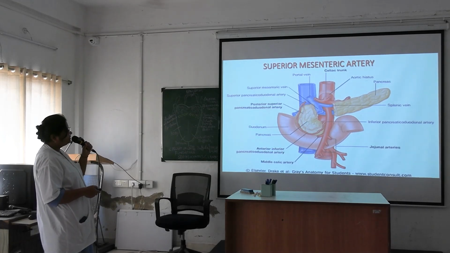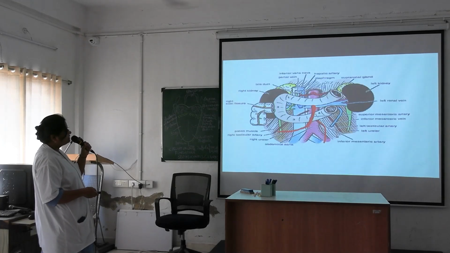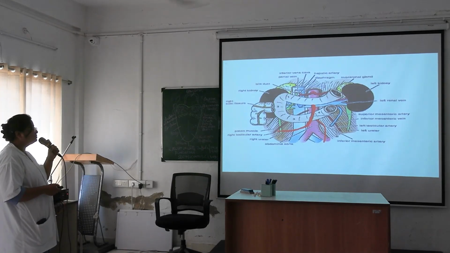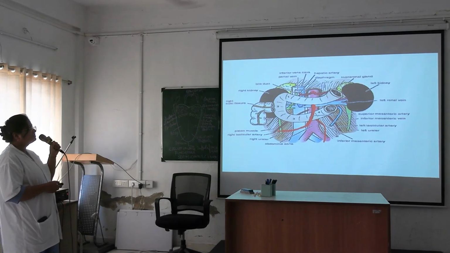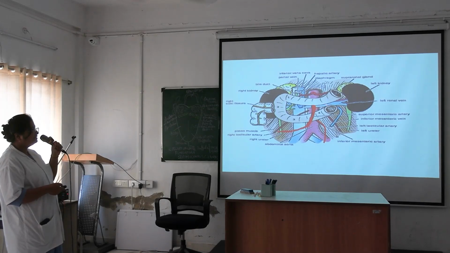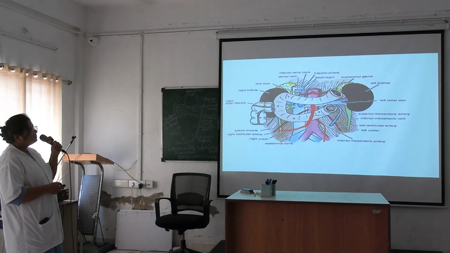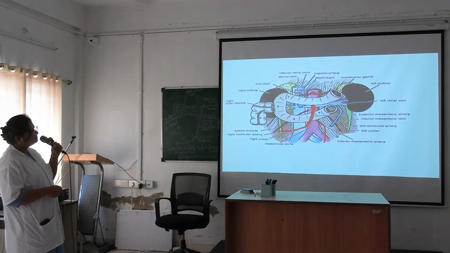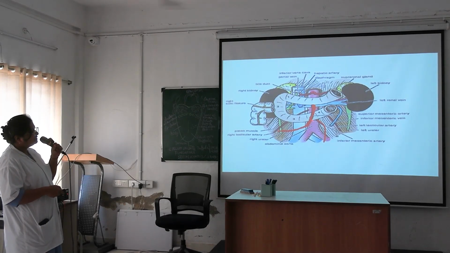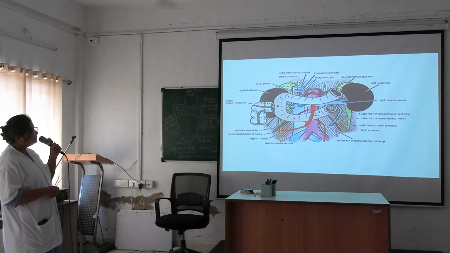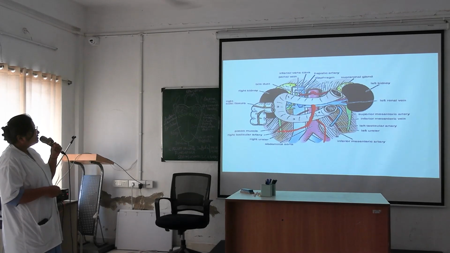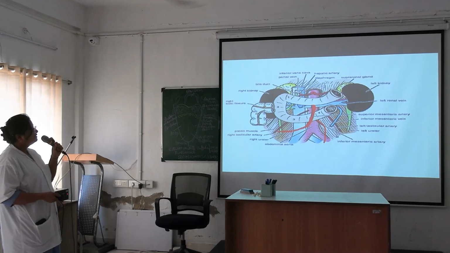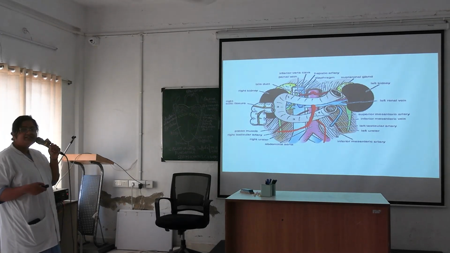Okay. So these branches we have discussed. See the relations. Here you can see the relation: superior mesenteric artery is crossing the left renal vein. Then the uncinate process of pancreas. You have seen pancreas in the body. Then third part of the duodenum. Then abdominal aorta. Then inferior vena cava. Then psoas major muscle, ureter, and right testicular artery in male, and right gonadal artery in female.